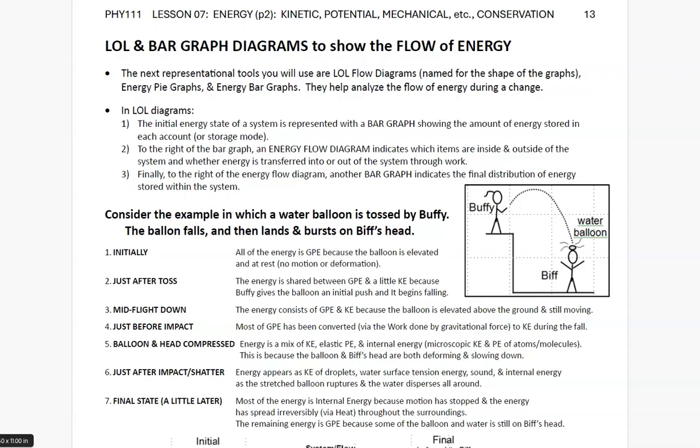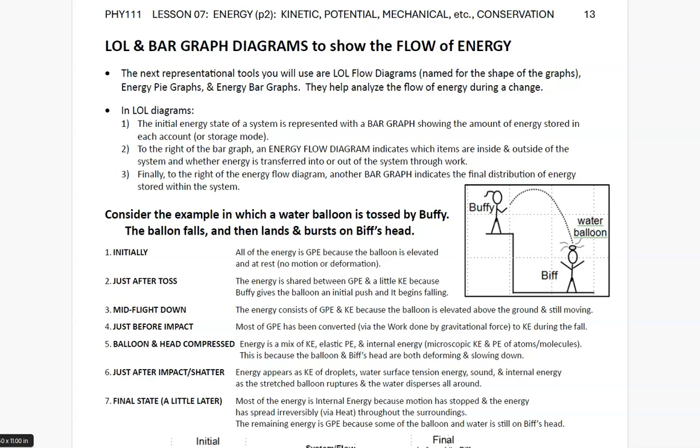Lesson 7 is the fourth lesson of Unit 2 on forces and energy. We started with types of energy, and in this video we'll continue with how we represent them with various bar graphs and other types of diagrams. So we're going to introduce you to the LOL flow diagram, energy pie charts, and energy bar graphs.